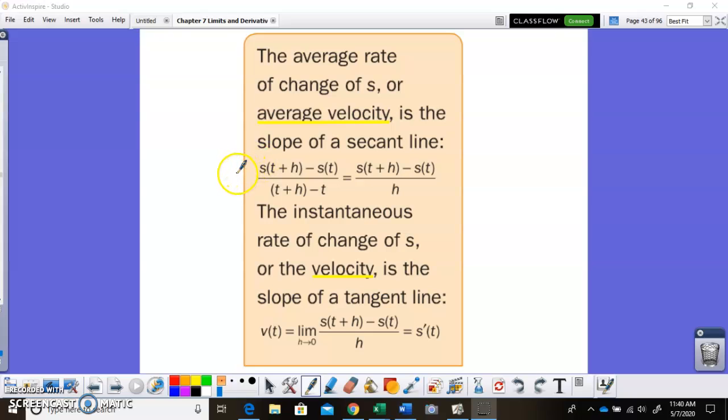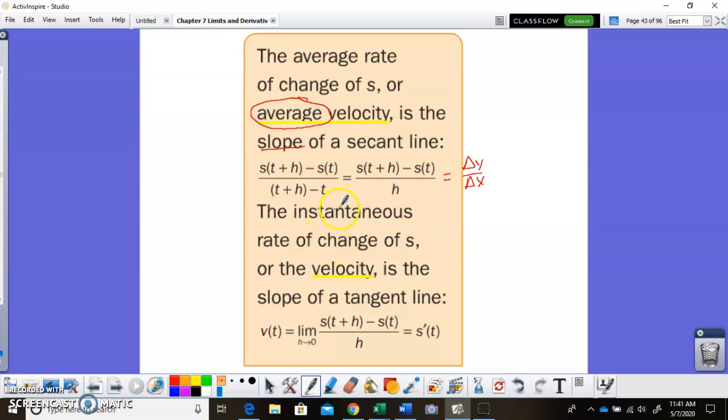So I alluded to this kind of in the last couple videos. We're going to start talking about velocity, okay? And there's two different types of velocity that we're going to be looking at. We're going to be looking at the average velocity, and that's actually quite simple. That's the slope of the secant line. So that means you're just literally finding the slope. So you're doing change in y over change in x, okay? Or y2 minus y1 over x2 minus x1.